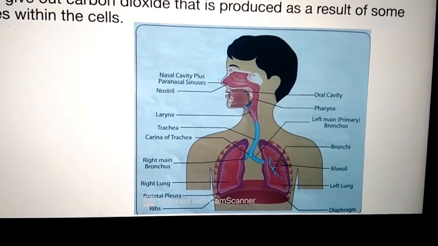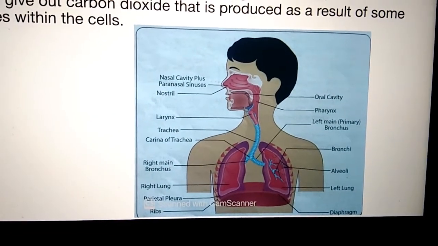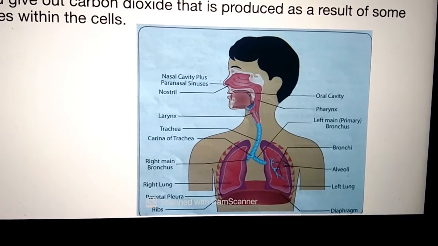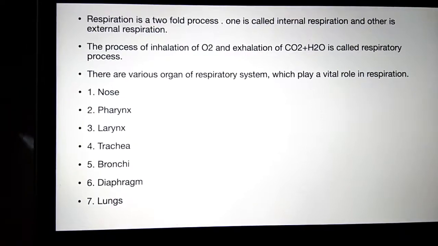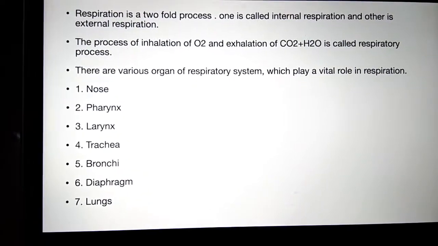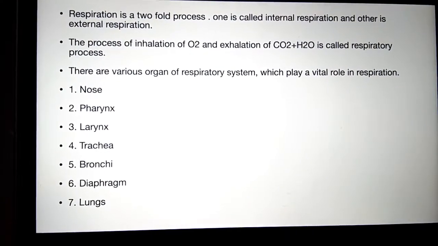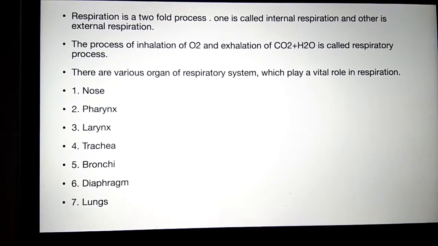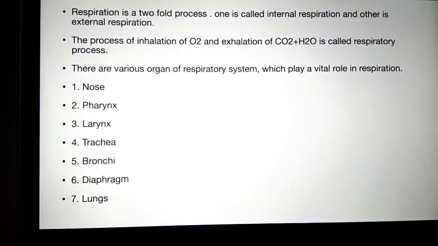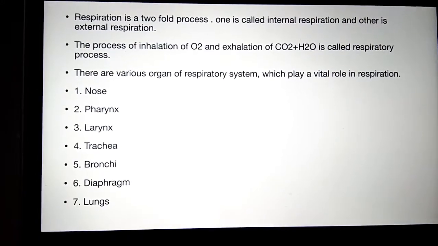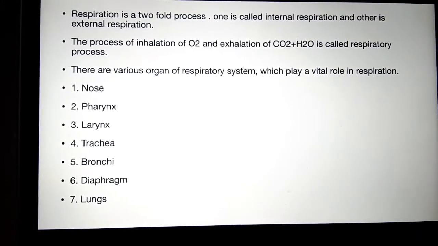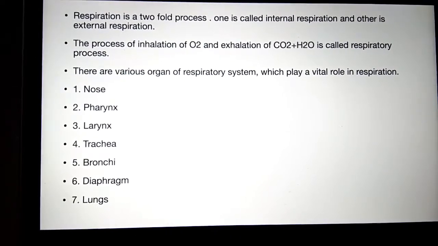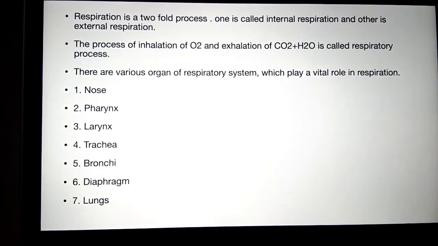Now look at this picture so you will understand. Respiration is a twofold process. One is called internal respiration and the other is external respiration. The process of inhalation of O2 and exhalation of CO2 plus H2O is called respiratory process.